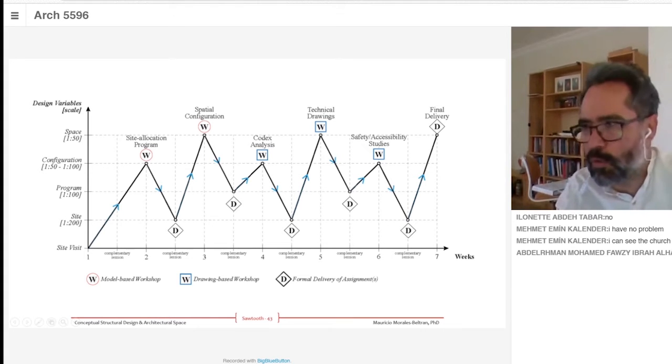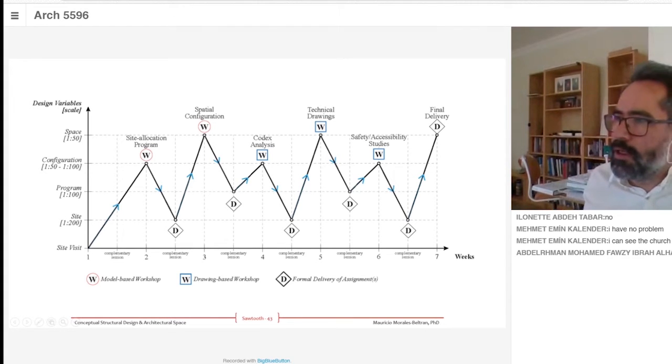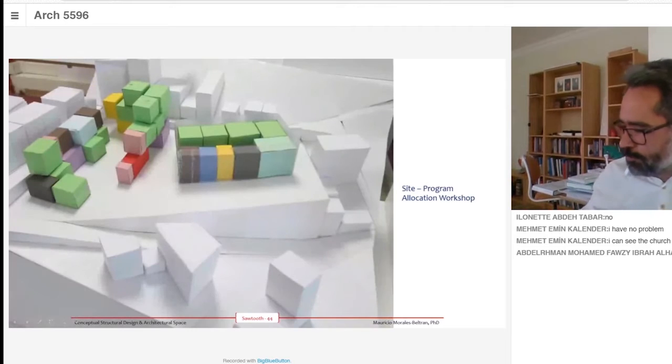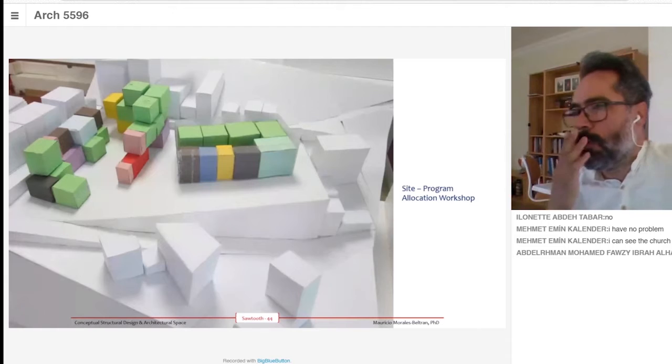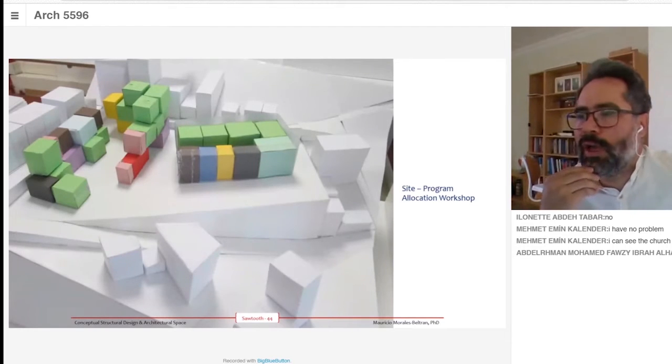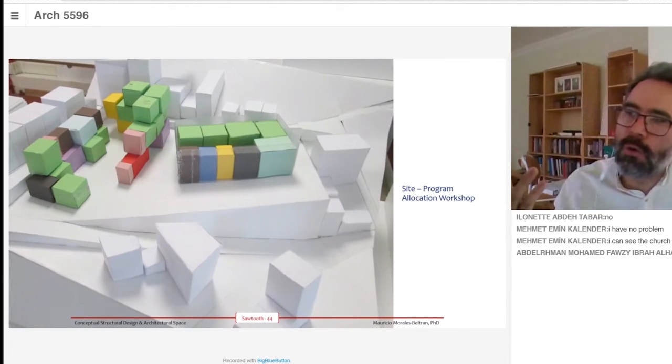And it was like this. It was a high-speed train. It was a workshop delivery, workshop delivery, workshop delivery at different scales. Here you can see the scale, and then we were introducing different subjects. So, for example, this is the first workshop, which is called Site Program Location, in which the cubes with colors represent different functions.